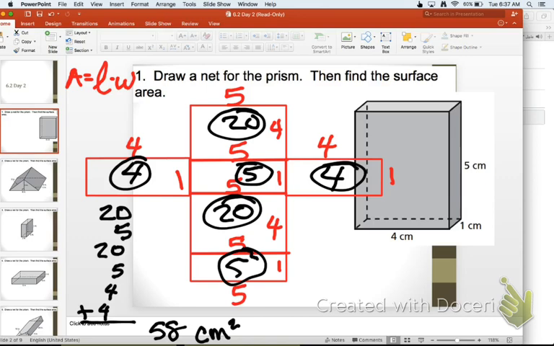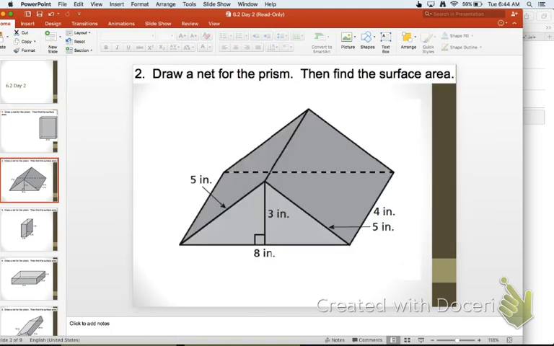Let us try one triangular prism. So here's the triangular prism. Go ahead and draw your net right now and pause this video.